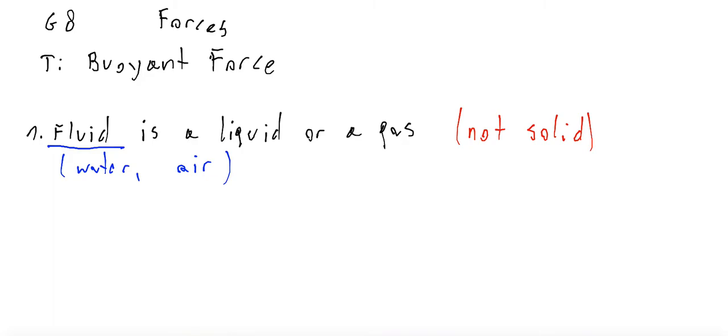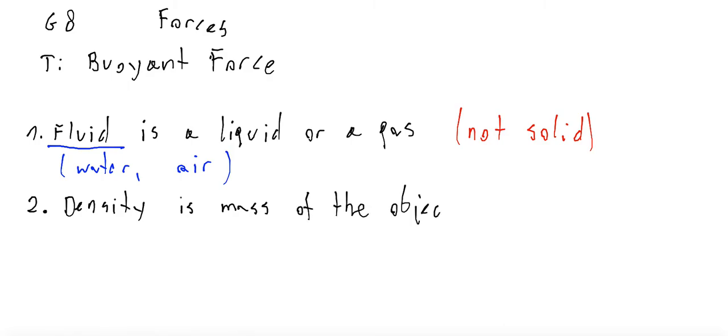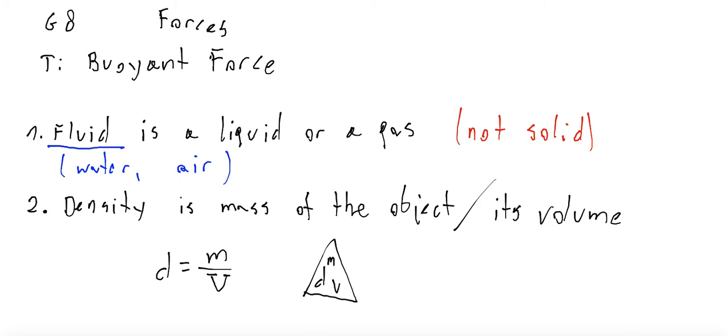Turn the video on again, and point number two, density. What is density? I hope that you remember that density is a ratio between the mass of the object and its volume. So let's write: density is the mass of the object divided by its volume. By using an equation, it is d equals m over v, the formula triangle d, m, v. So if d is m over v, you can write that mass is density times volume, or volume is mass over density.